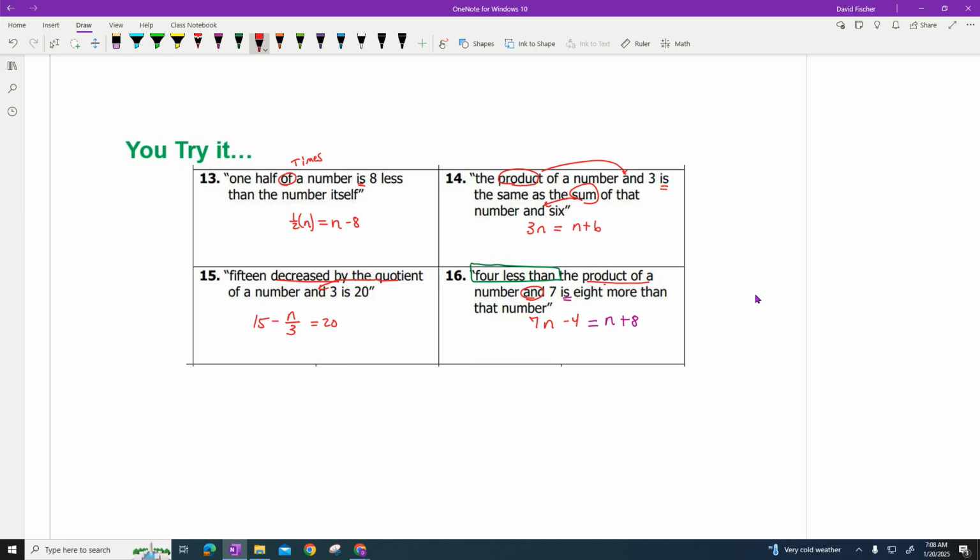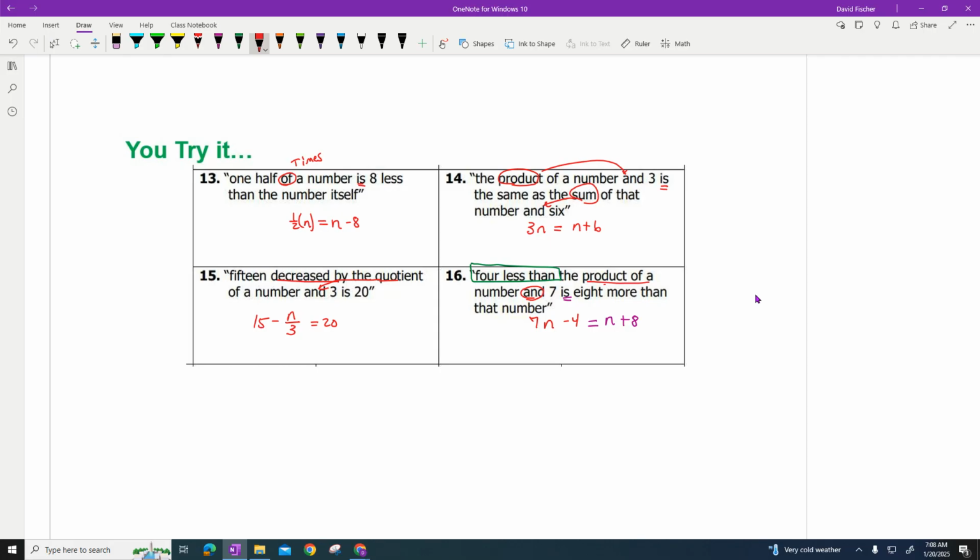The product of a number, n, so product means times. It goes right there where the n is. So a number and 3 means n times 3, but we're going to write 3n. Is, there's my equal sign. Now we're getting more on the right hand side. Is not just a number all by itself. We have more words here. The same as a sum, so sum means addition of that number and 6. So sum means add, so the number plus 6. We don't know what the number is. If they said the number's 2, I'm going to put it here, but I'm also going to put it here as well, okay?